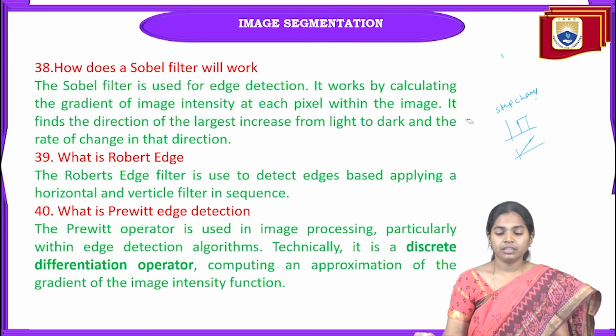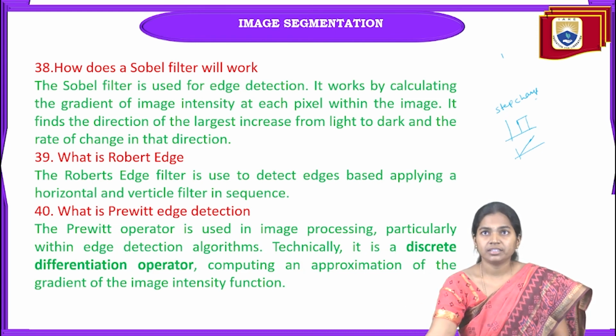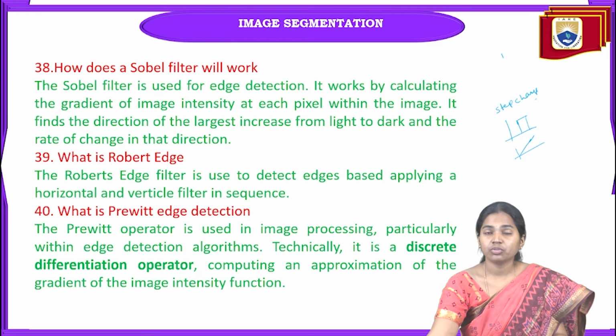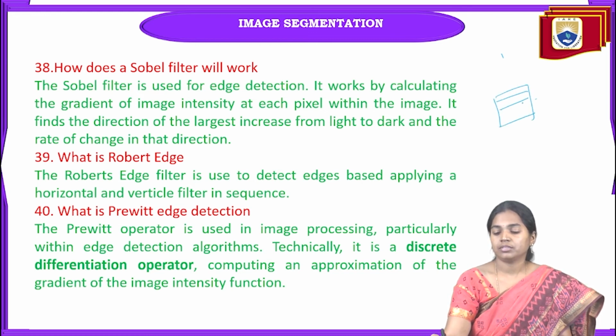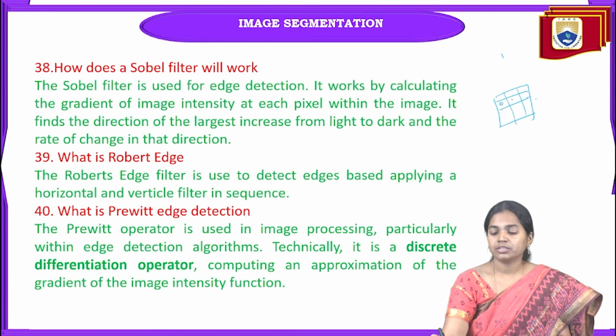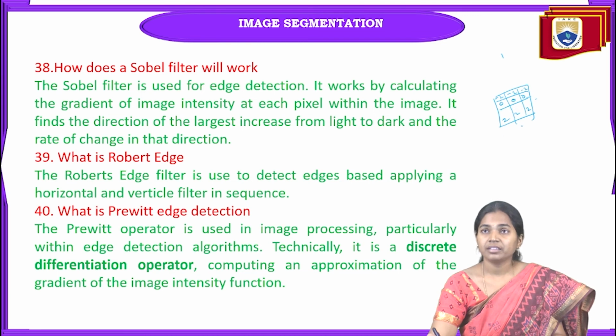The Sobel filter works by calculating the gradient of image intensity at each pixel within the image. It finds the direction of the largest increase from light to dark and the rate of change in that direction. Consider one filter mask: 0 0 0, minus 2 minus 2 minus 2, 2 2 2. The sum of all the values is equal to 0, so it maintains the constant gray level. With this filter, we can scan the vertical lines and horizontal lines.